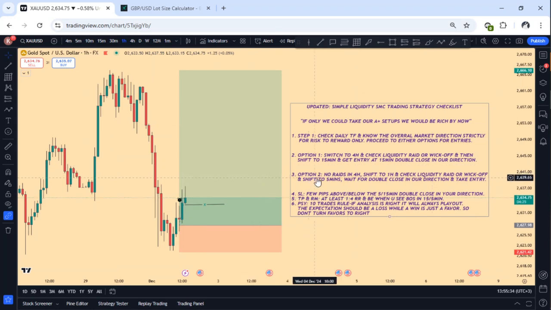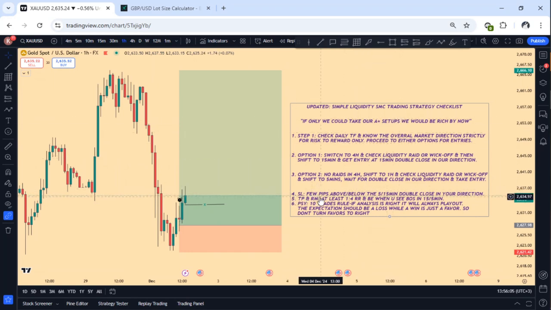Now option 2 is if you don't find raids, that is no raids in step 4 in this option 1. You shift to 1 hour and check liquidity raid or weak highs and shift to 5 minutes, wait for double close in our direction and take entries. All these are covered in this particular course in details and with several examples, not just one example, several of them. So you sit back, relax, and you take your pen. You will enjoy this thing. By the time you're done here, you shall have understood how we take these trades.